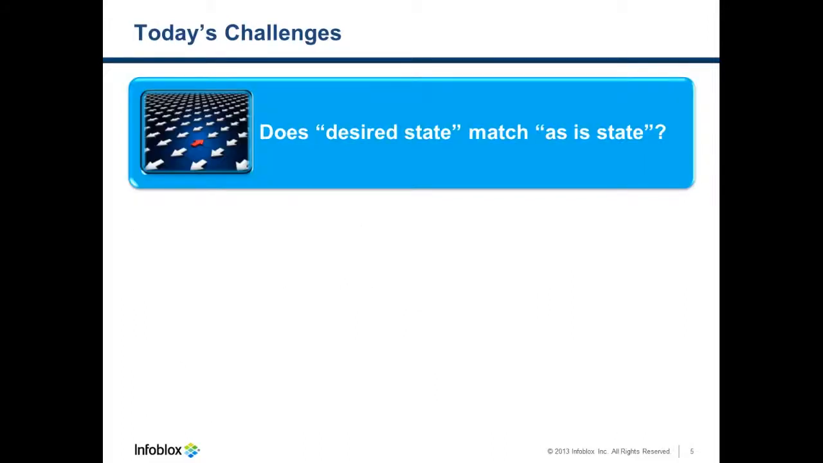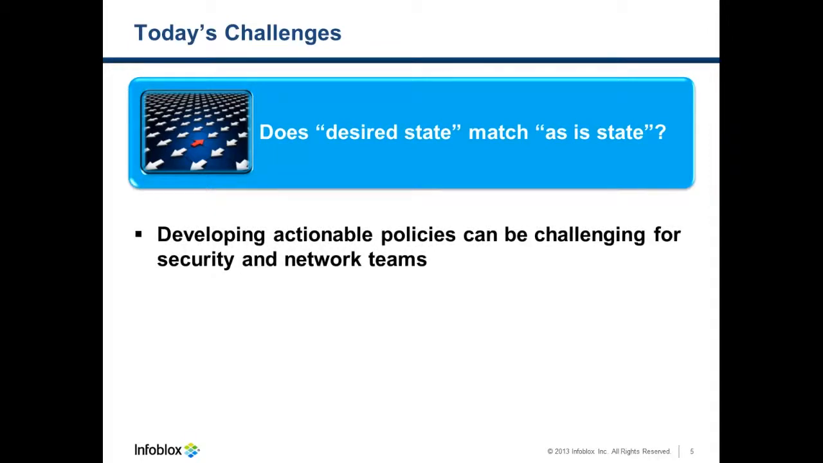Another key challenge is determining that, again, the desired state matches the as-is state, or another way of saying it is, I want everything to look like ABC. Does it look like ABC as I go forward? One of the biggest challenges that we see from a security best practice policy is that a lot of times there's a disconnect between the security team and the networking team. What I mean by a disconnect is that there's a difficulty in developing actionable policies, and it can be very challenging.